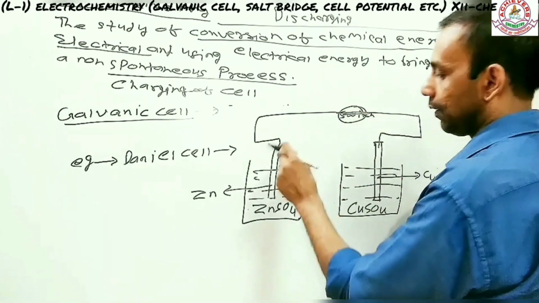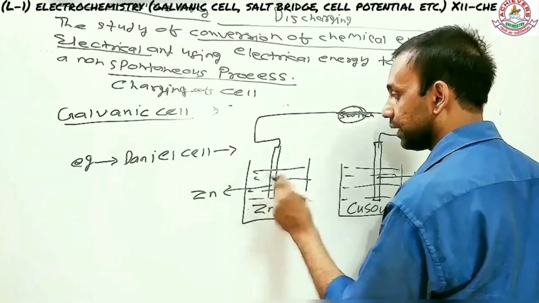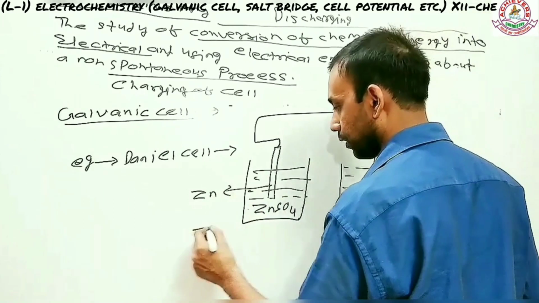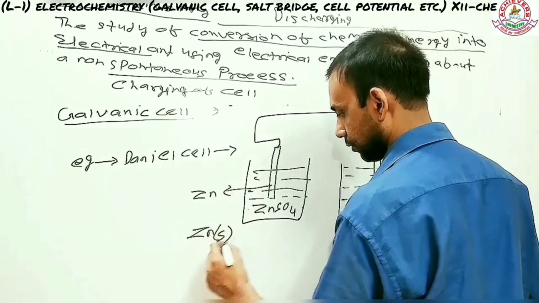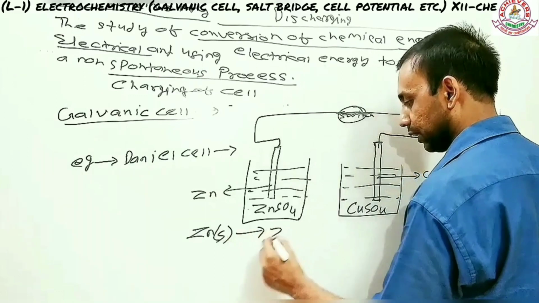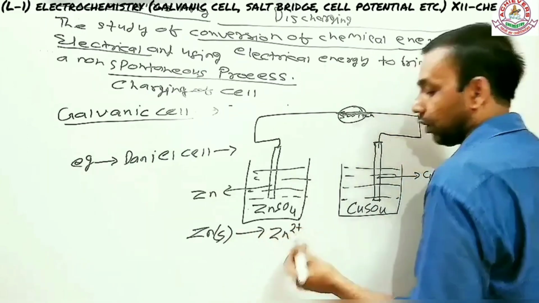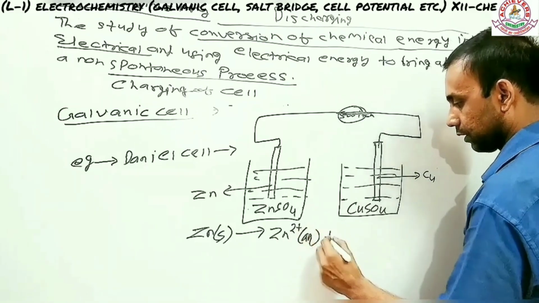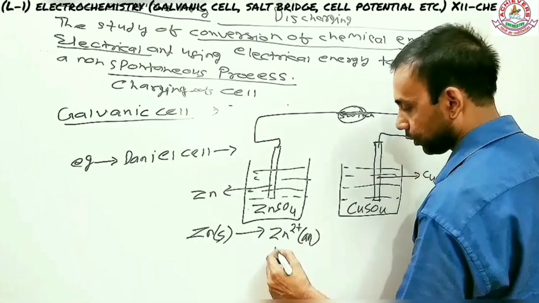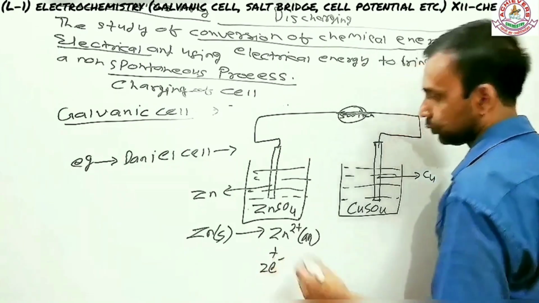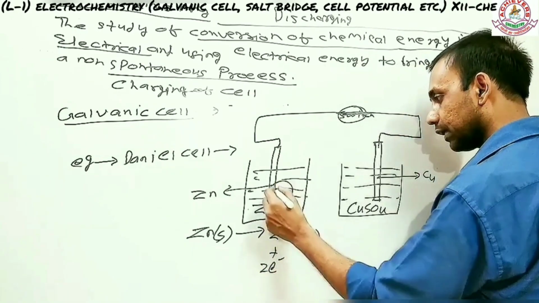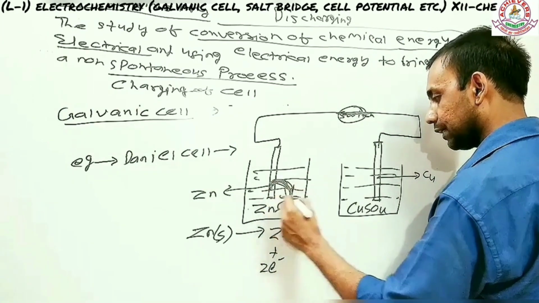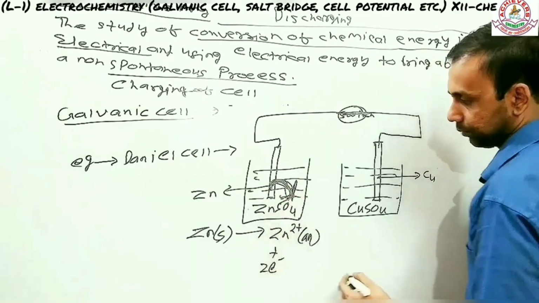Now as the circuit is completed, what happens at this electrode where zinc is present? The zinc undergoes oxidation. Oxidation refers to loss of electrons, so it forms an aqueous ion, and the two electrons are released. So what happened? Zinc is converting here into the solution.